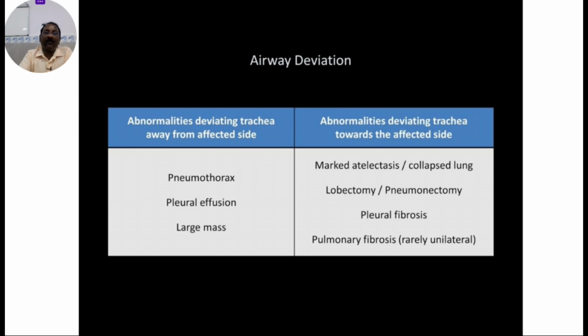Abnormalities deviating the trachea away from the affected side: pneumothorax, effusion, large mass, they push it to the opposite side. Abnormalities deviating the trachea towards the affected side: mostly collapse of the lung, marked atelectasis, post-lobectomy, post-pneumonectomy, pleural fibrosis, pulmonary fibrosis. So these are the conditions where the trachea will be deviated to the same side. So not only the collapse of lung, now post-COVID, the pleural fibrosis and the pulmonary fibrosis.